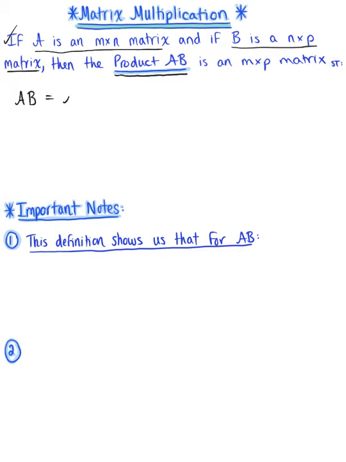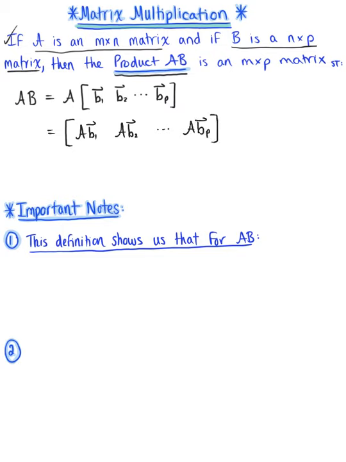Now, we're going to leave matrix A as it is, but let's define matrix B in terms of its column vectors. So we can say that matrix B has column vectors B sub 1, column vector B sub 2, all the way up to a column vector B sub P. Now we can further rewrite this as a matrix whose column vectors are defined as matrix A times column vector B sub 1. Our next column vector is matrix A times column vector B sub 2. And this continues all the way to that last column vector defined as matrix A times vector B sub P.